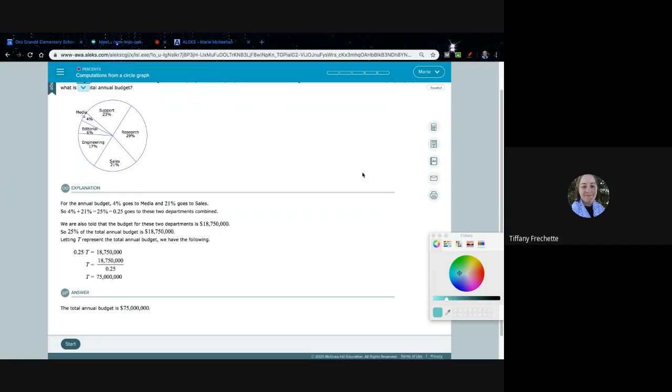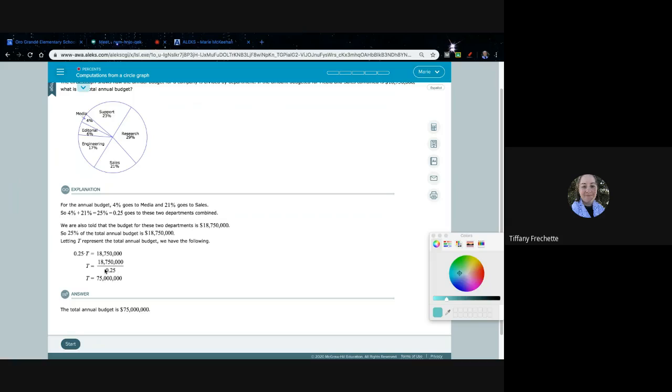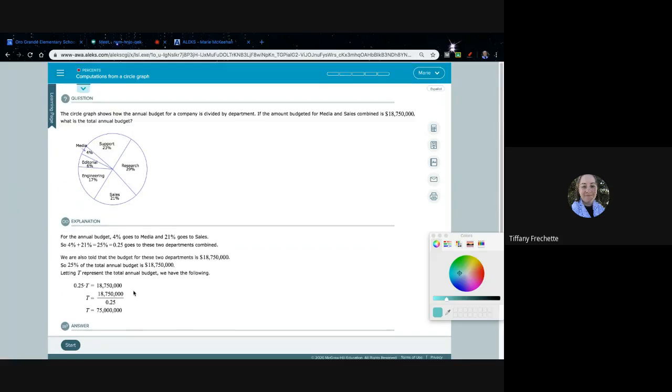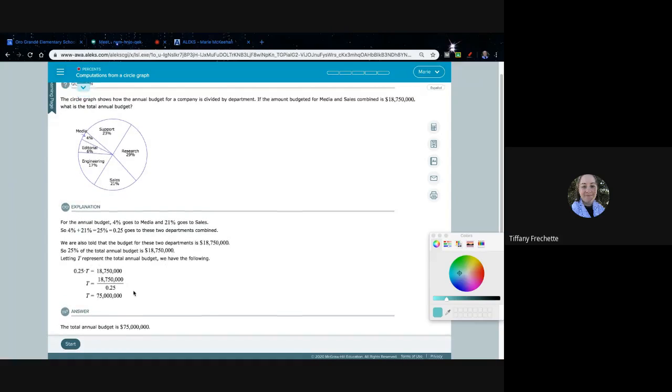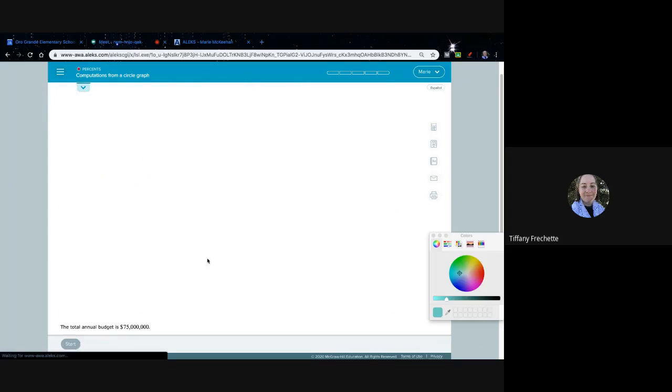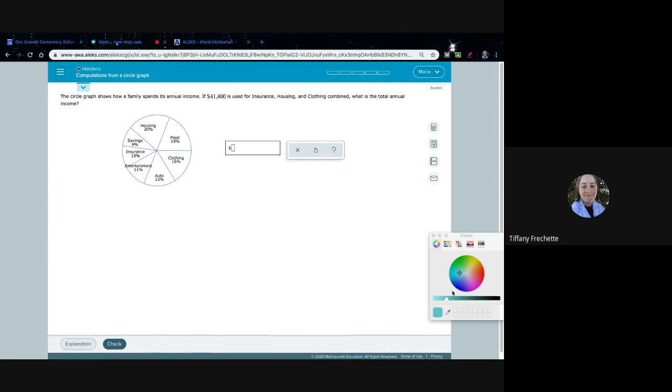We do have access to a calculator in this one with these very large numbers. So if we divide by 0.25, we get $75 million. So the total annual budget for this company is $75 million. That's quite a huge budget there. All right, let's go ahead and click next here and we'll actually work some of these out.